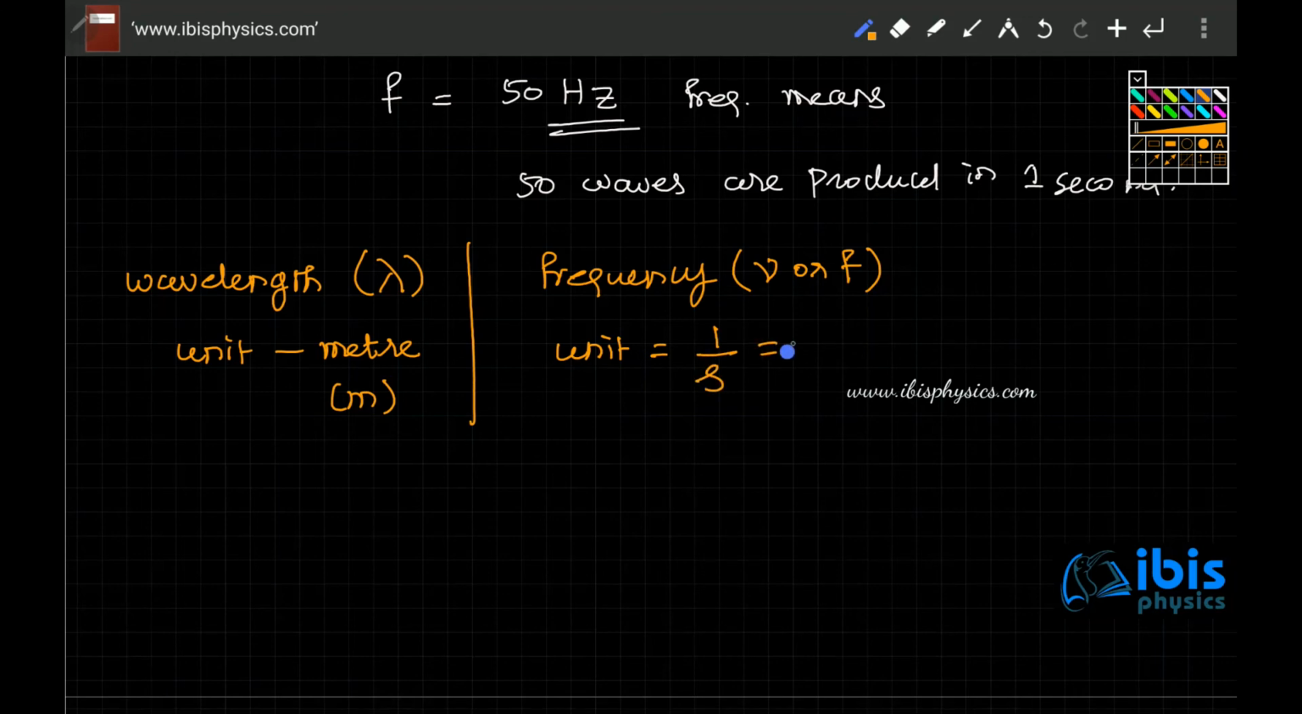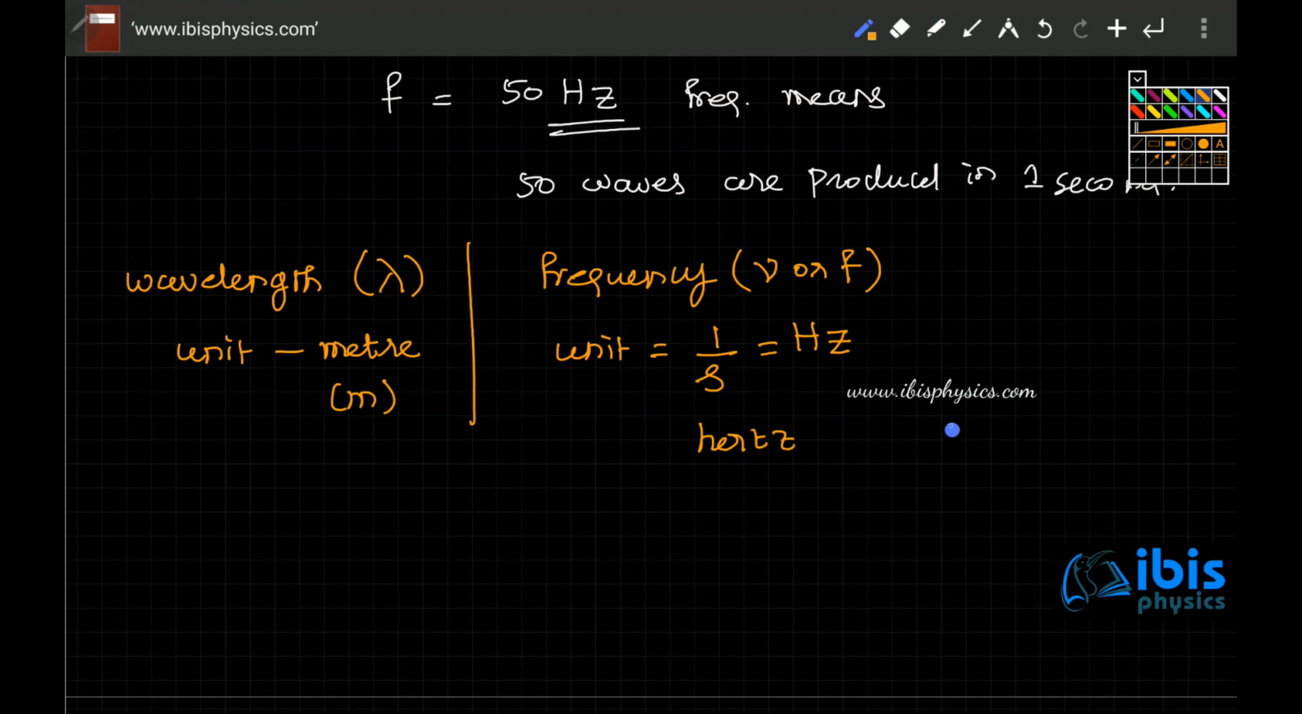1 by second. That 1 by second is also known as hertz. We have to pronounce it as hertz. When you write it fully, hertz, because it is a scientist's name, the first letter cannot be a capital letter. If a source produces 200 hertz frequency, that means 200 waves are generated in 1 second.